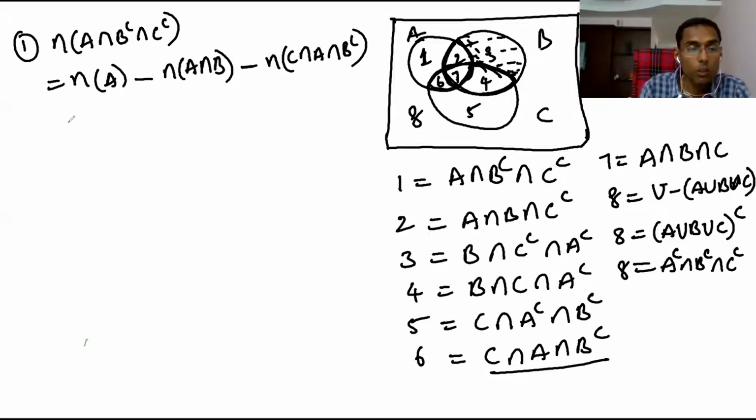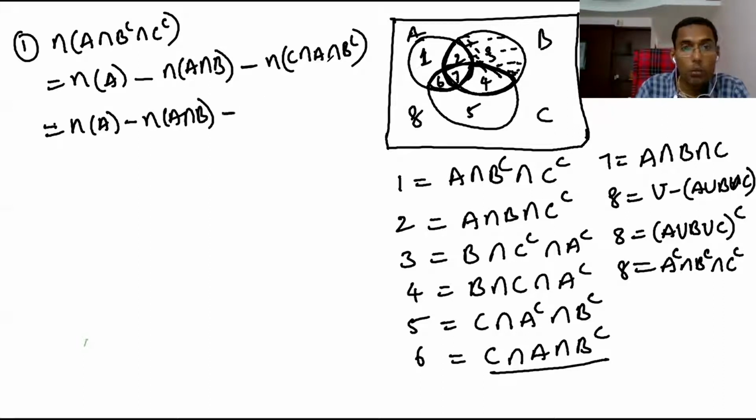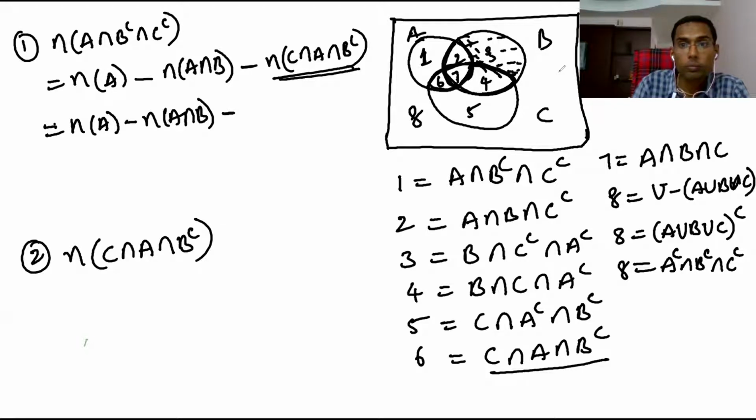So that means number of elements in A minus number of elements in A intersection B, minus the number of elements in C and A and not B, B complement.